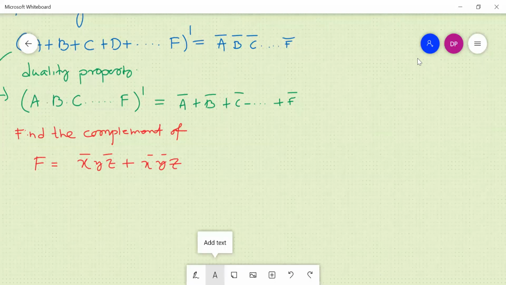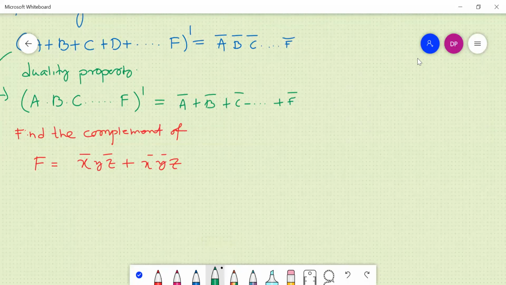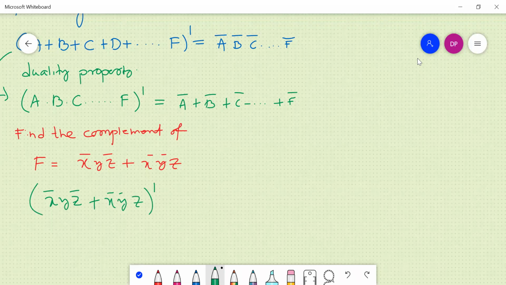So complement of the function, what we can write? This is the function given. In question it is asking what will be complement of this. So let me write what will be bar of this. So a plus b bar, what is the formula? A plus b bar is A bar dot B bar. So we can write it as A bar dot B bar. What is A here? X bar.